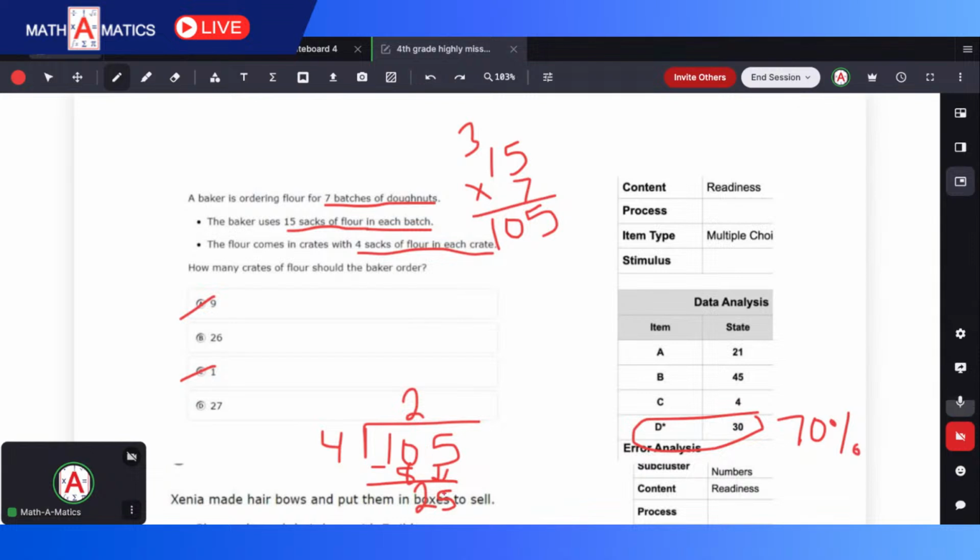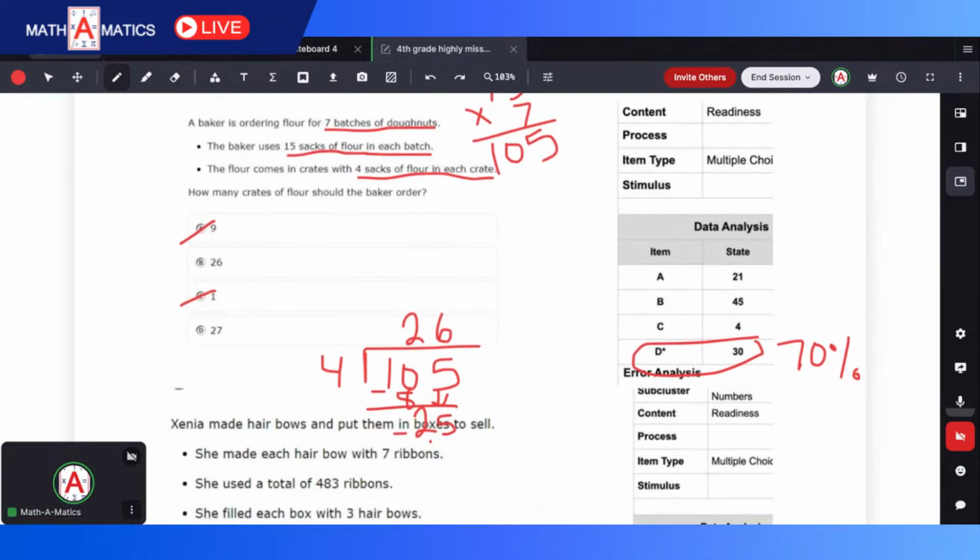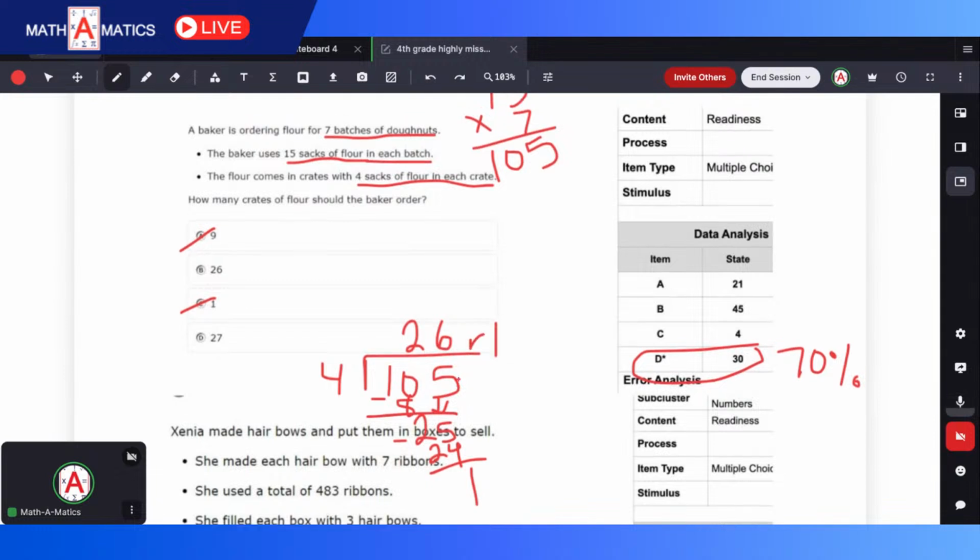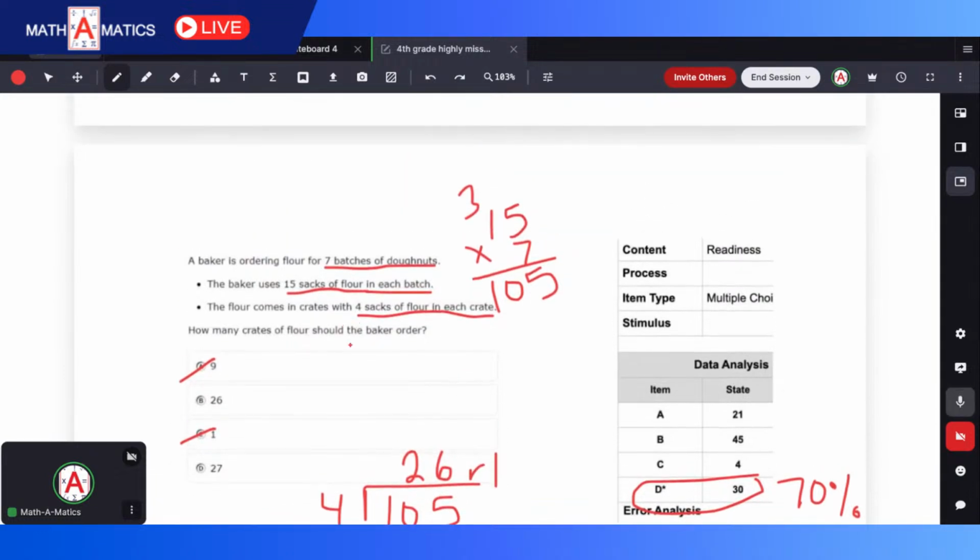4 goes into 25 6 times, minus 24. We get 1. So it's 26 remainder 1. And here's the thing. How many crates of flour should the baker order? If we order 26, we are 1 bag of flour short. So we have to order 27.